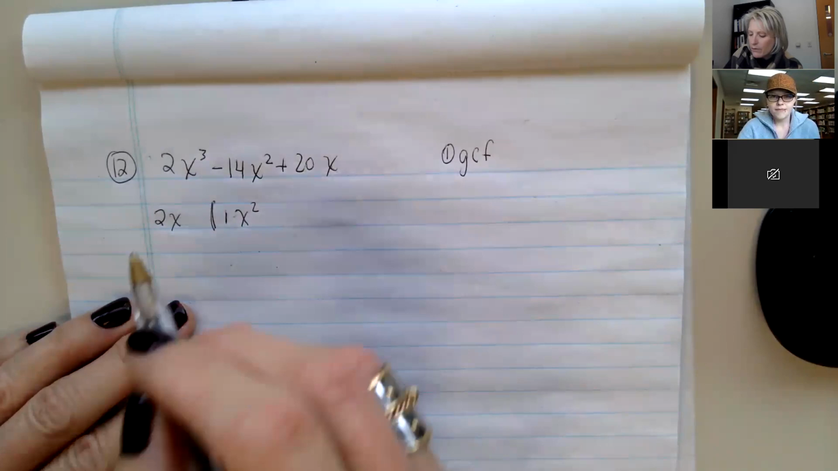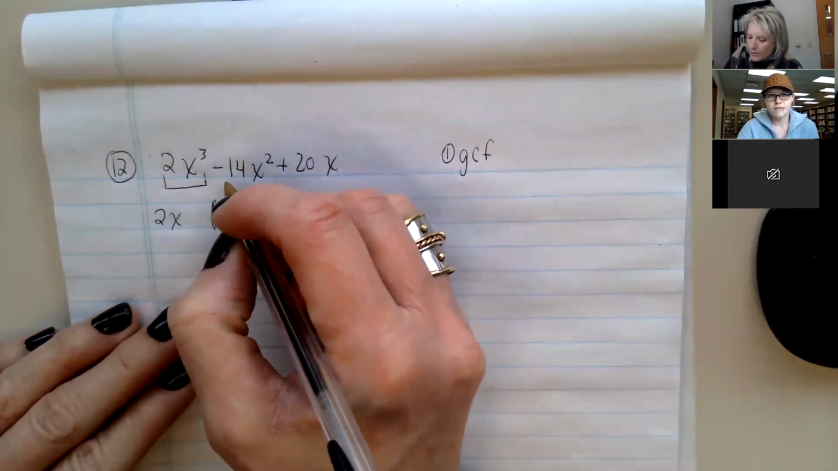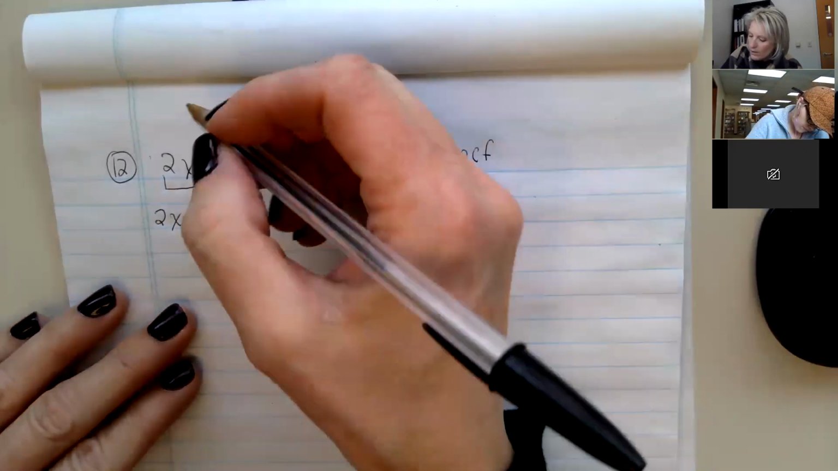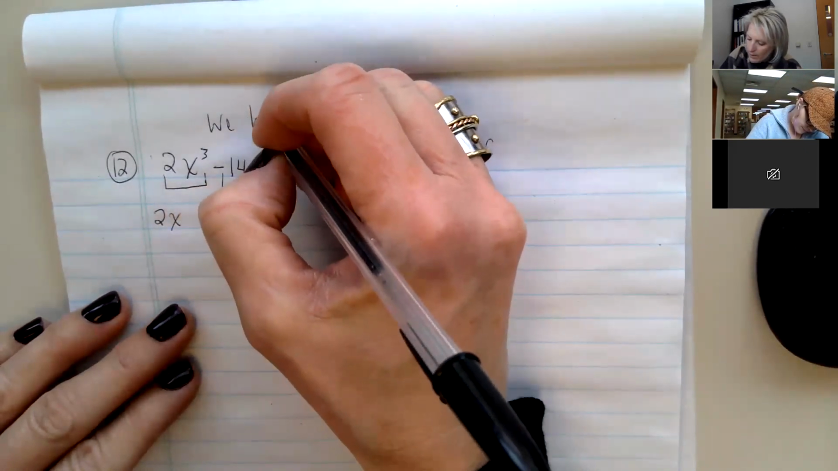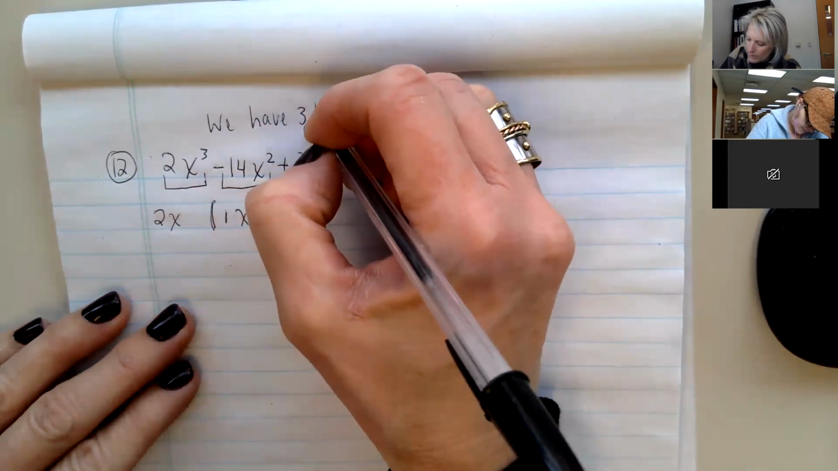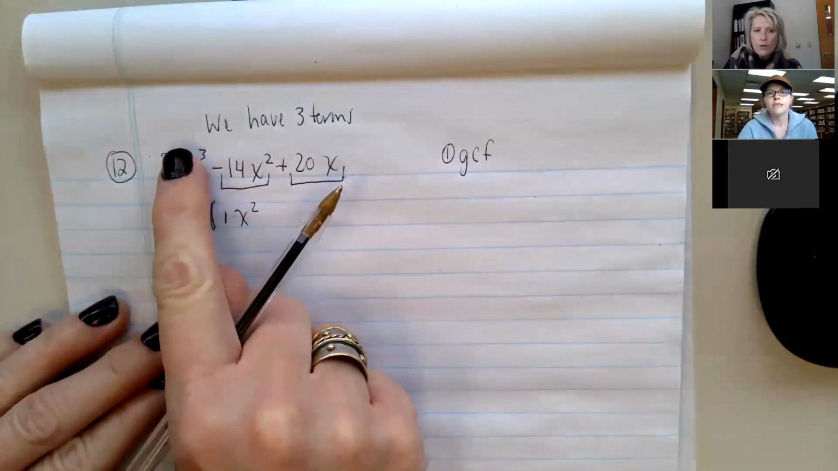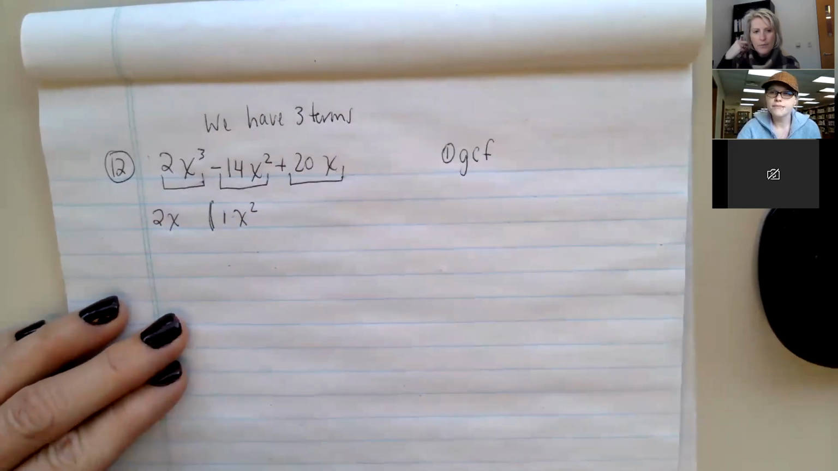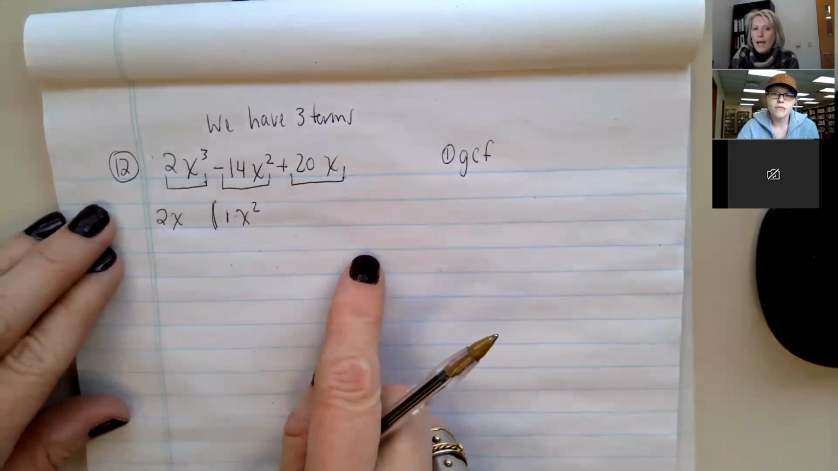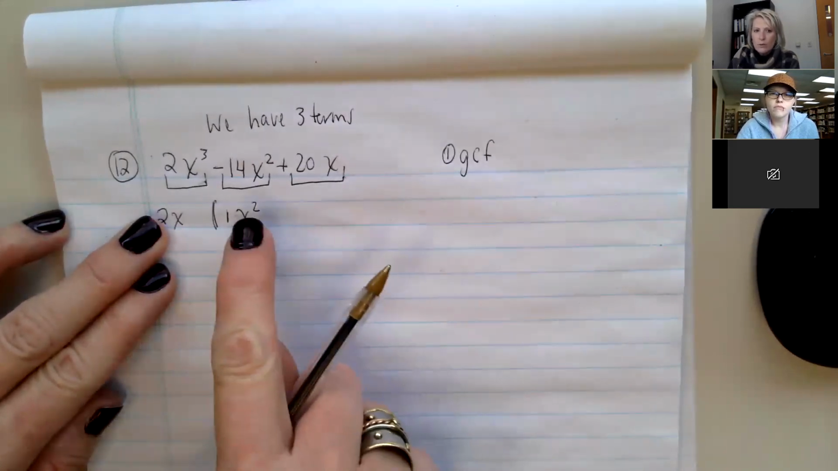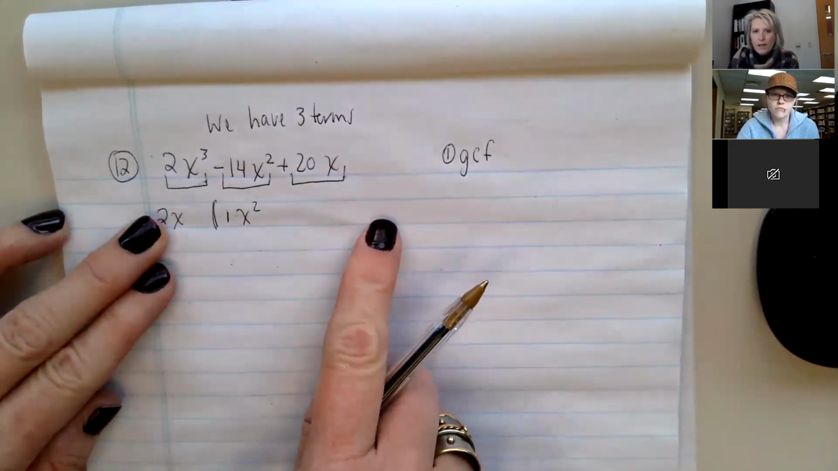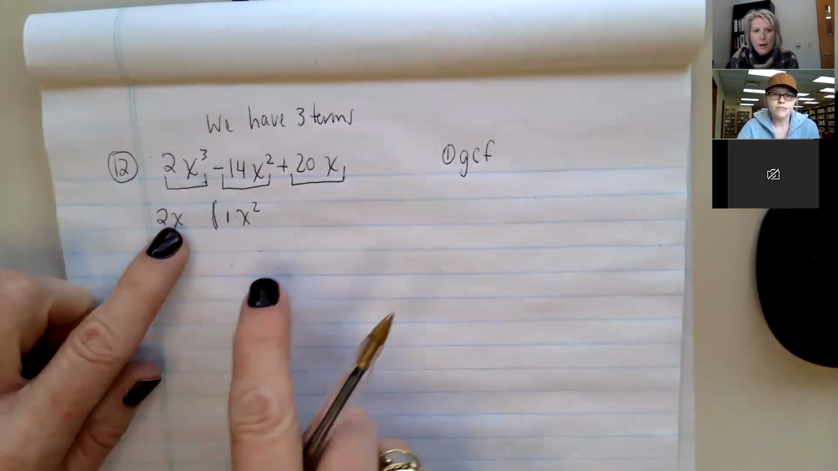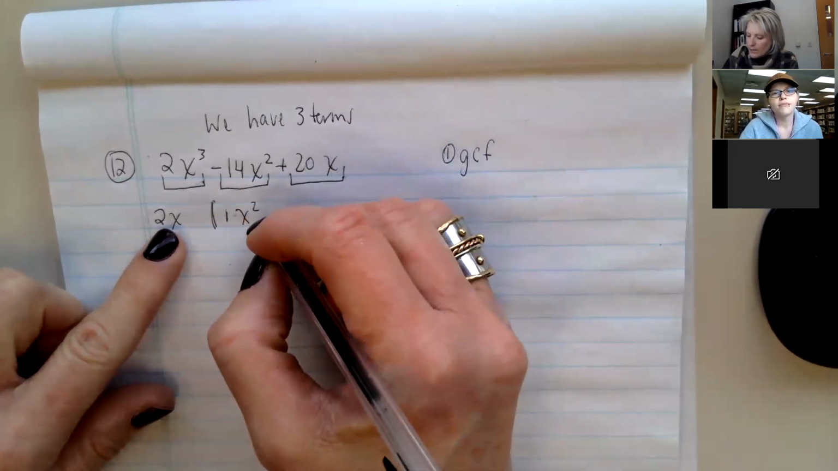And I do want to remind everyone, we have 3 terms when we started. 1, 2, 3. We have 3 groups of things that are being added or subtracted. Everybody with me on that? Okay. So that means when I pull out what's in common, I still should have 3 terms left over. It's just what's remaining from each term. So I have an x squared left from the first term after this is pulled out. So now I'm still subtracting.